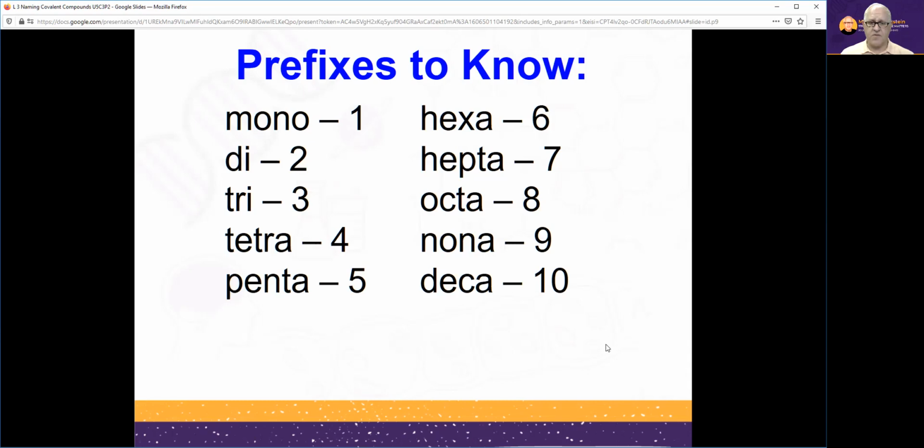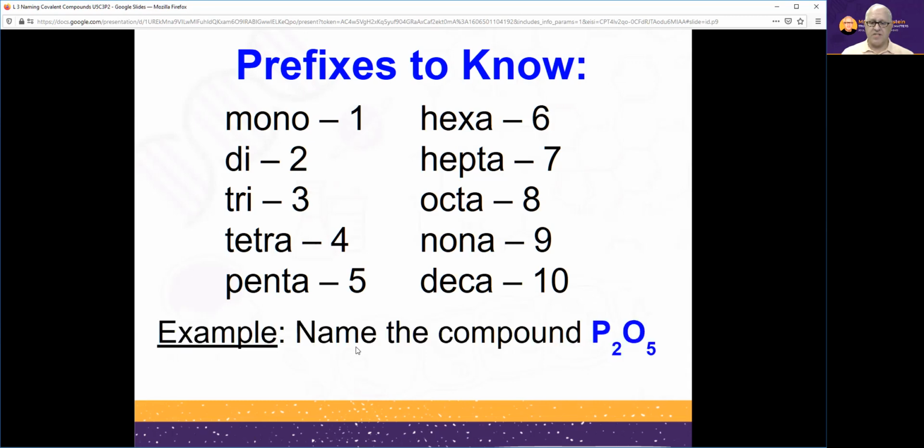So let's leave this up here for a moment while you get this down. Remember, mono is 1, di is 2, tri is 3, tetra 4, penta 5, hexa 6, hepta 7, octa 8. Hey, remember the octet rule? Got to have 8. Nona is 9 and deca is 10.